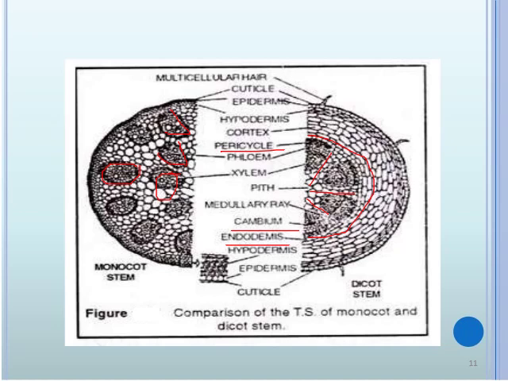Furthermore, in dicot stem, medullary rays are present in between the vascular bundles. These are the medullary rays that are present between vascular bundles, while in monocot, medullary rays are totally absent.